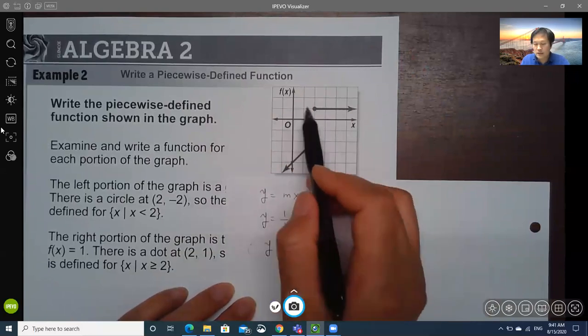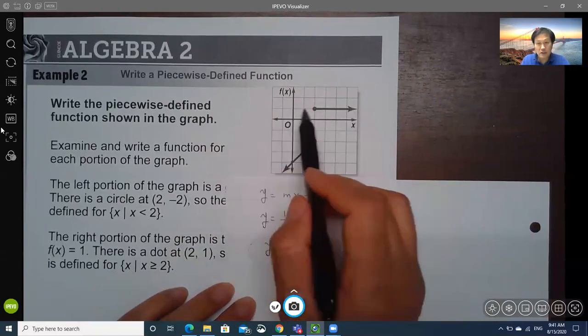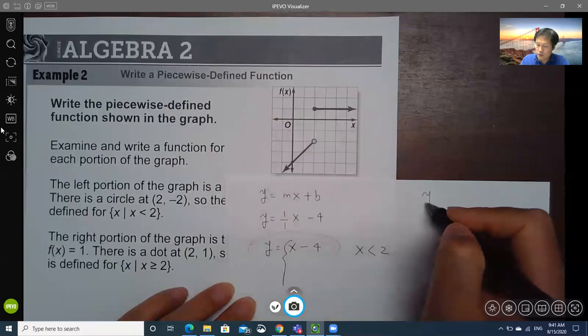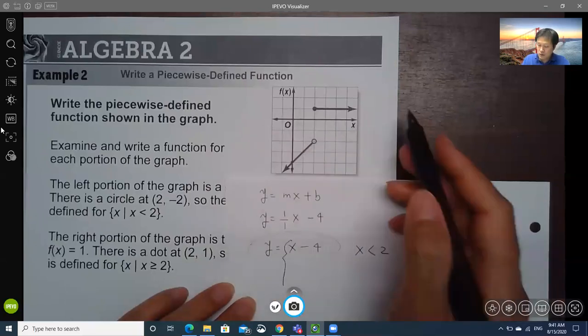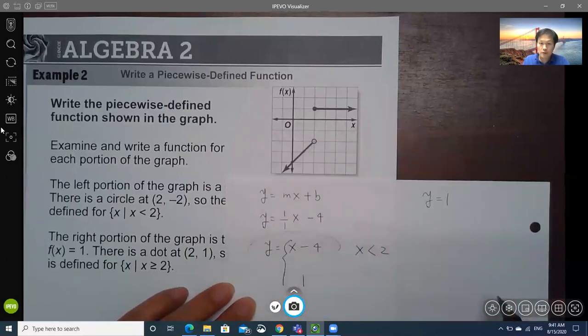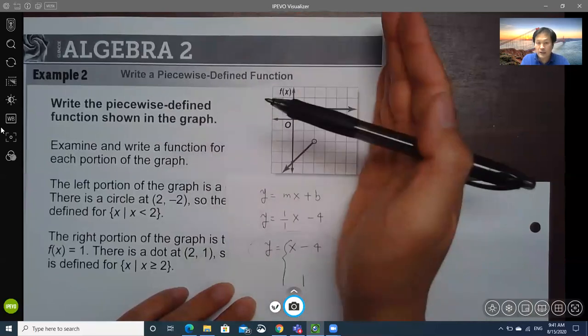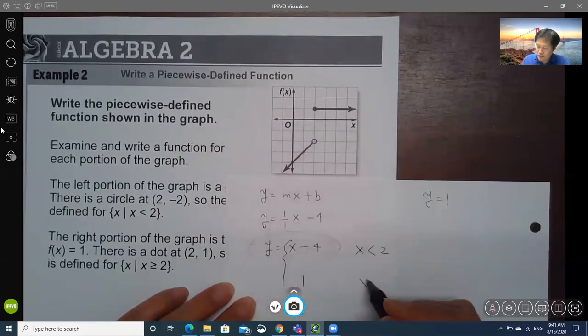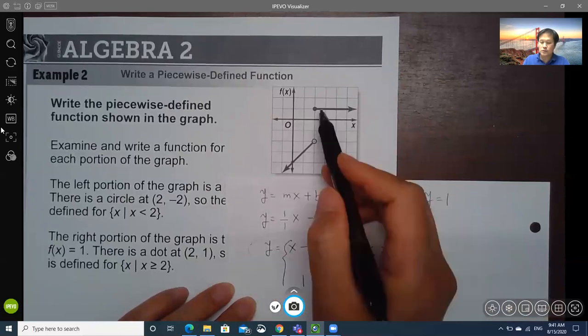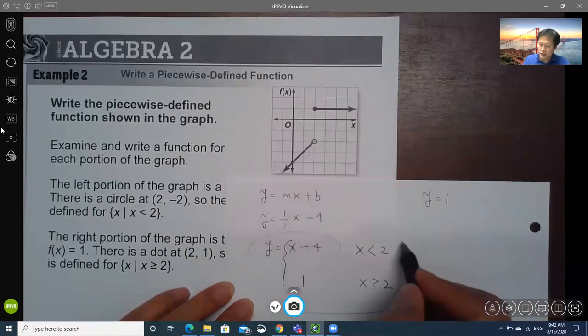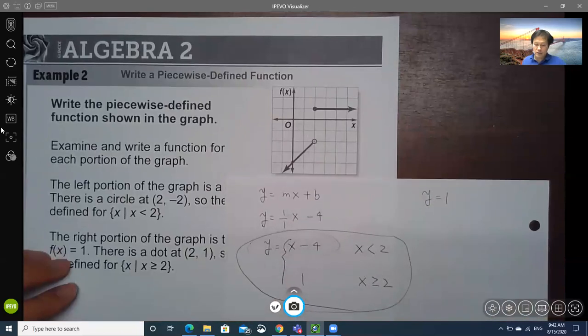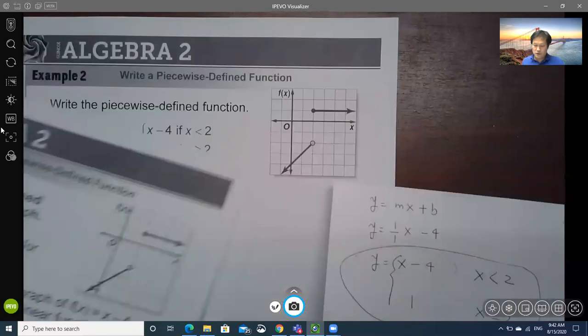If you look at this graph, that's a horizontal line. So we can say y equal to 1. But we are only taking the right side of x equal to 2. So if x is greater than or equal to 2, because we have a solid dot, we have to use the equal sign. That will be the answer for the piecewise function.